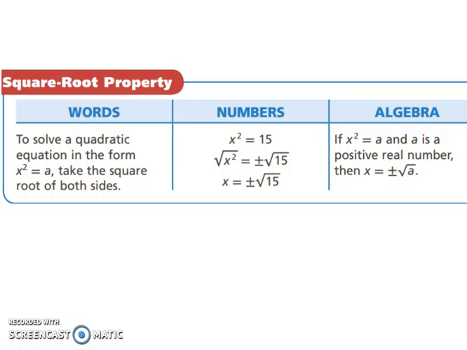The square root property. To solve a quadratic equation in the form x squared equals a, take the square root of both sides. Just don't forget that plus or minus. Let's try a few examples.